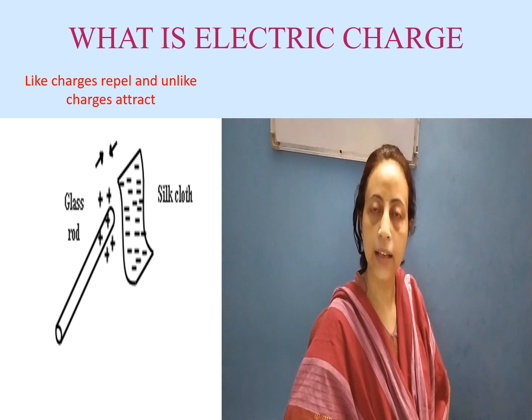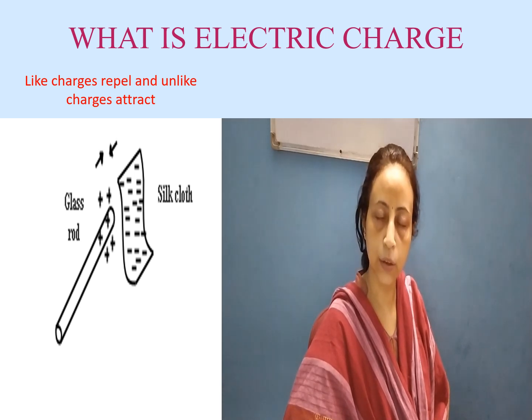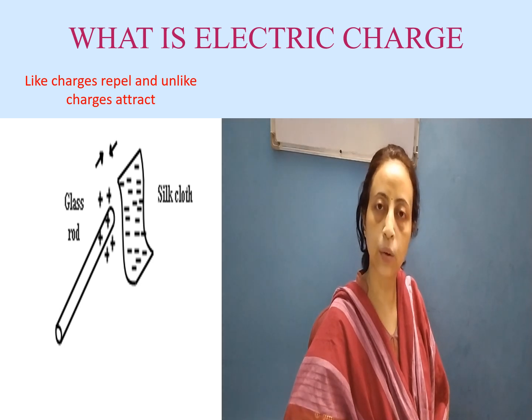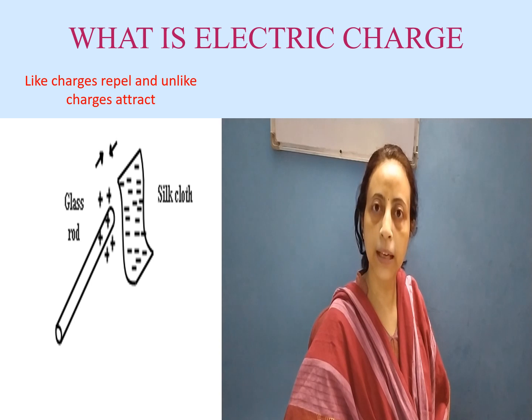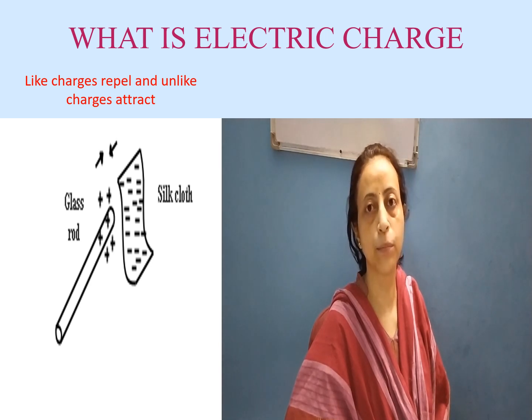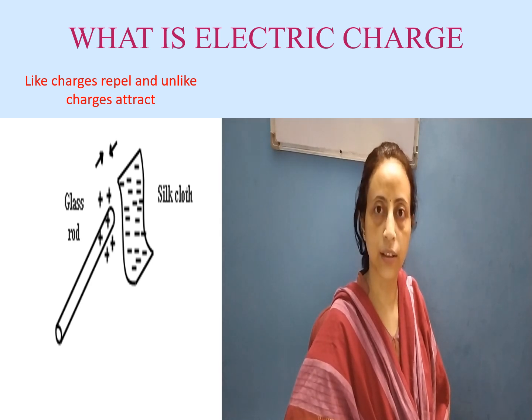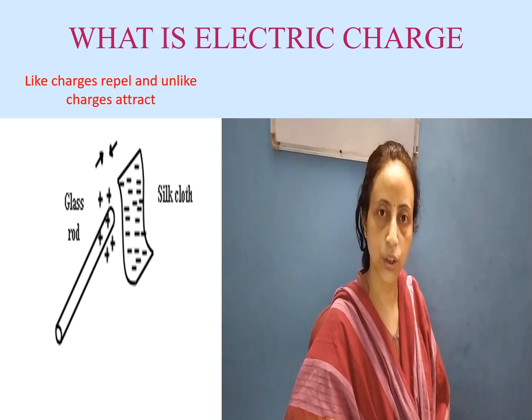What actually happens is that some of the electrons from the glass rod are removed and go to the silk cloth, so that the glass rod becomes positively charged and the silk cloth becomes negatively charged, and that is why after rubbing they both tend to attract each other. It is one fundamental property of electric charge that like charges will repel each other and unlike charges will attract each other.